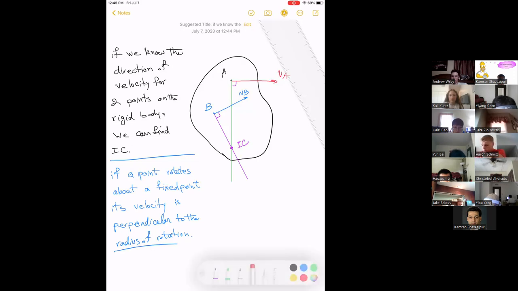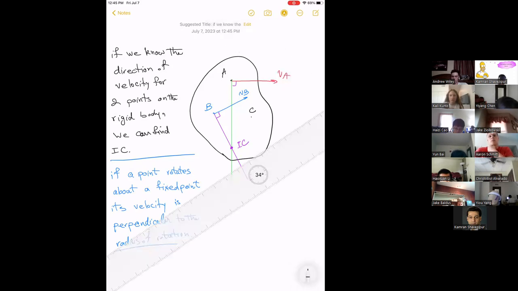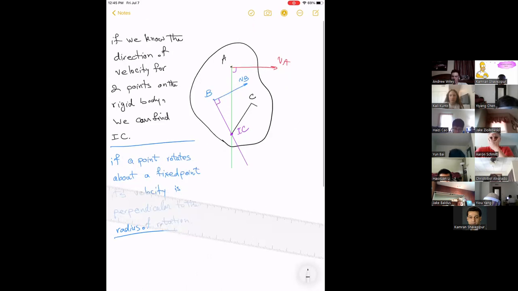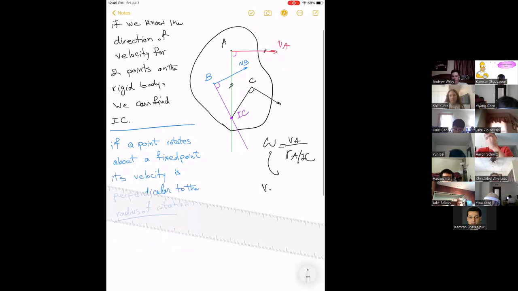Now that I have found IC, if someone asks me, hey, Kamran, how about the velocity of C? For example, find me the velocity of point C. I'm going to draw a line perpendicular to this. The velocity is going to be in this direction. How much is the value? If I know this velocity and this R, omega is going to be VA over R_A/IC. You find this, then you say VC is omega times R_C with respect to IC, right?